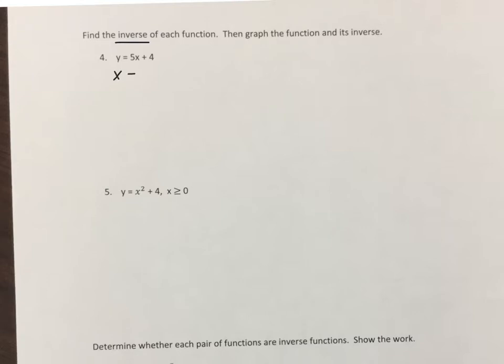So in this case, I would switch the x and the y. I would solve for y, so I'm going to subtract 4, and divide by 5. And so the inverse would be x minus 4 over 5.